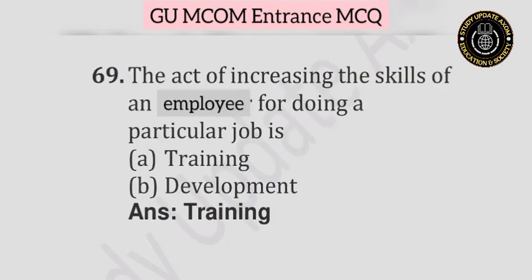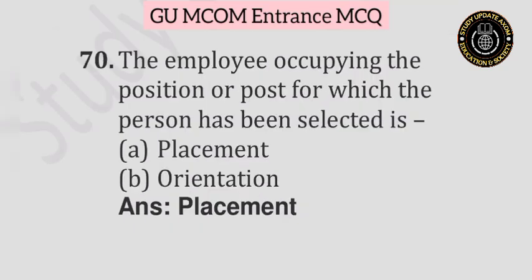Question number 69. The act of increasing the skills of an employee for doing a particular job is option A, training, option B, development. Answer is training. Number 70. The employee occupying the position or post for which person has been selected is option A, placement, option B, orientation. Answer is placement.